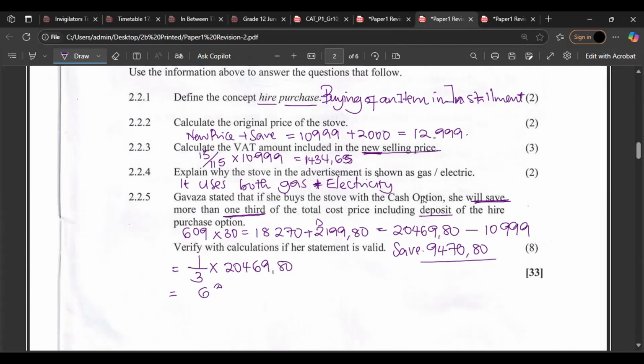One third is this much. 6,823. 27 cents. So when you compare the two, indeed, the statement is correct. She has saved more than 1/3 of the hire purchase money.